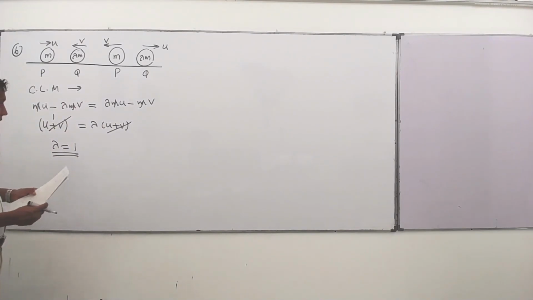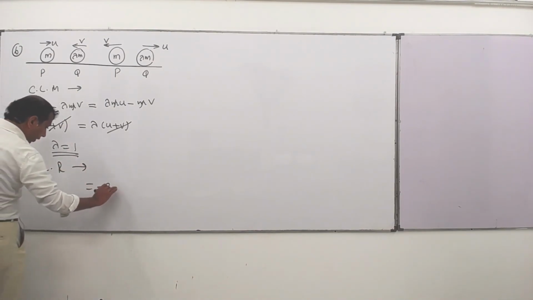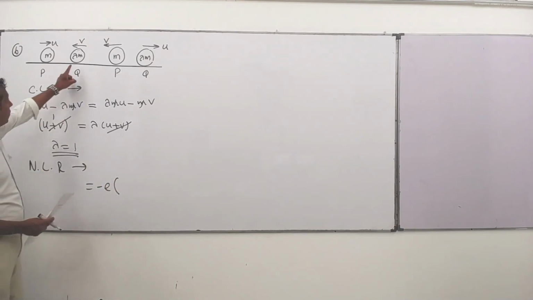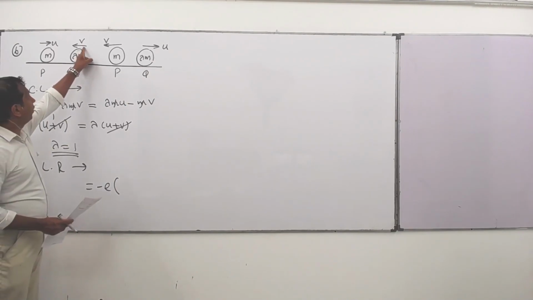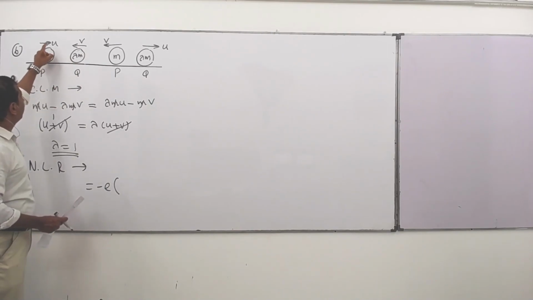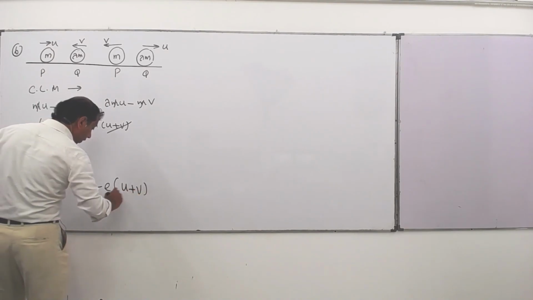Secondly, we apply Newton's law of restitution in this direction. It says minus E times the relative velocity before impact. Before impact, to stop Q, give V rightward. Same V we have to give to this, then this P will get its velocity U plus V rightward.